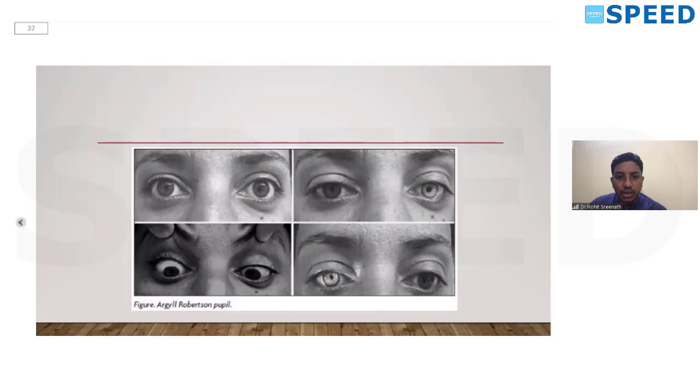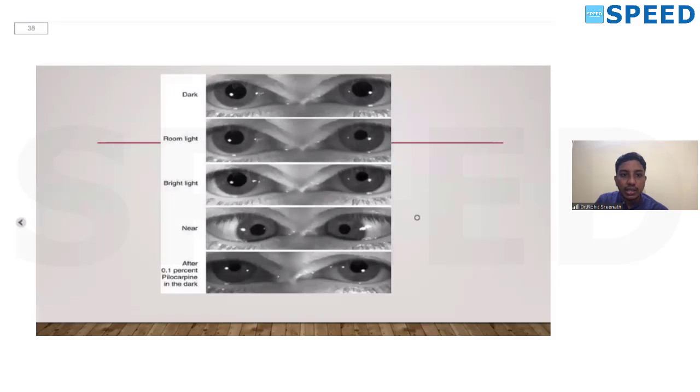Okay. So this is the Argyll-Robertson pupil. So here you can make out, the accommodation reflex is present, but the light reflex is absent. So there is a light near dissociation in Argyll-Robertson. Next is another important pupil known as the Holmes-Adès pupil. So what is Holmes-Adès pupil?